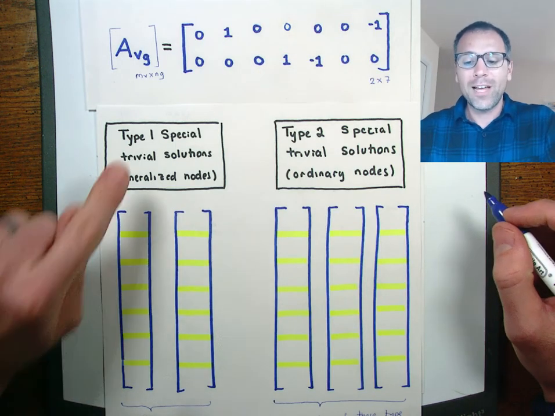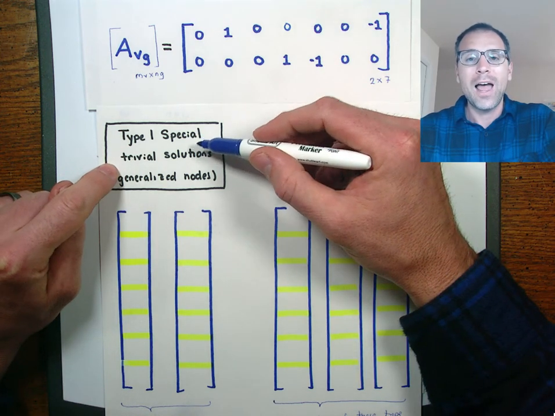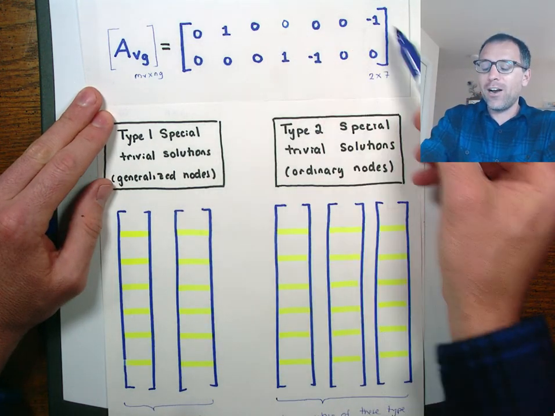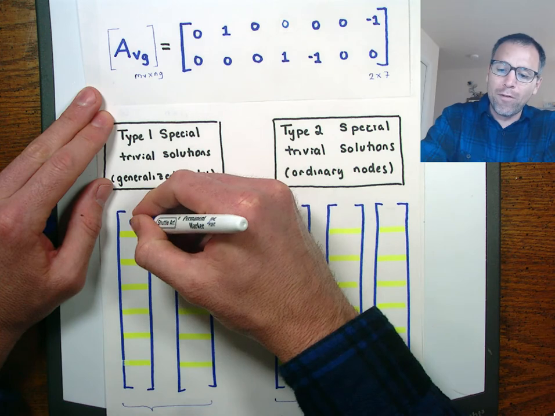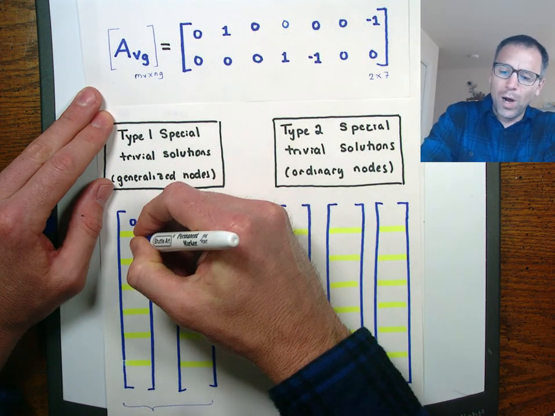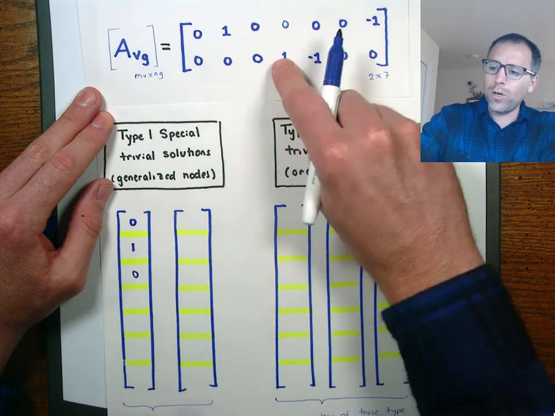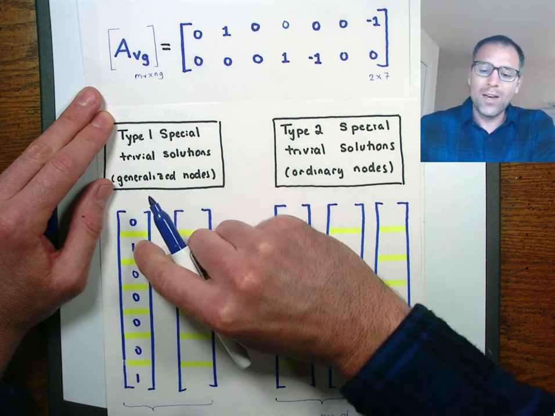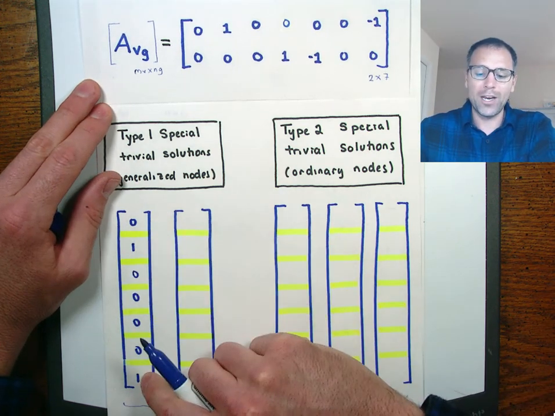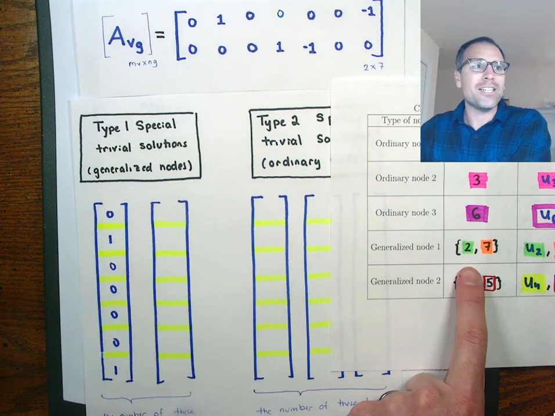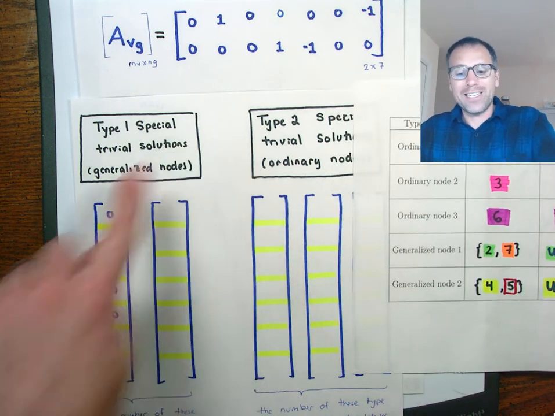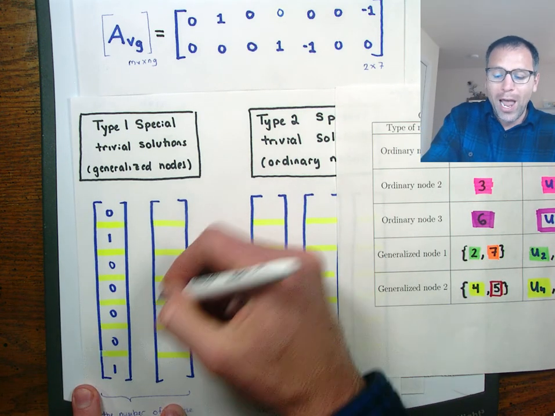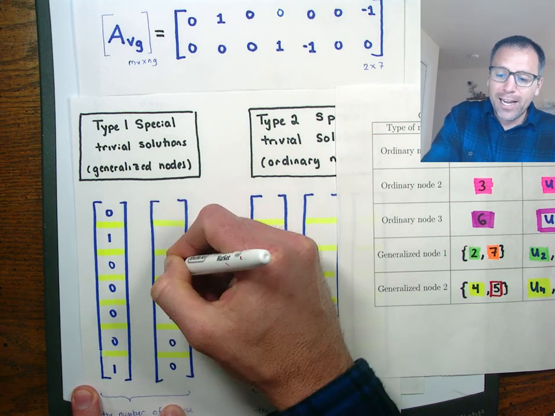Let's get even more specific. Let's find the type of special trivial solutions that correlate with generalized nodes, and we'll start with generalized node 1. If we want to send this entire matrix to 0, I don't need any of column 1. Column 2, I need 1. 3, 0, 4, 0, 5, 0, 6, 0, 7, 1. I put a 1 in position 2 and a 1 in position 7. That's exactly what my generalized node 1 told me to do. If I wanted to find the second type in that category, I would put a 1 in position 4 and a 1 in position 5. Everything else goes to 0.